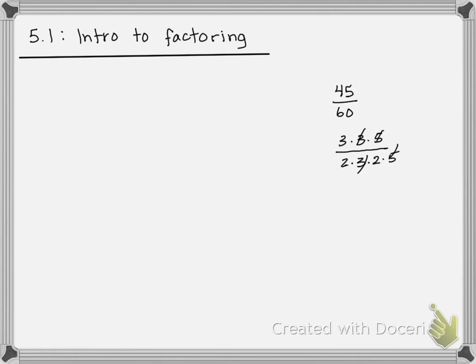But in this case, in order to simplify the fraction, it was useful to write 45 as 3 times 3 times 5. So the process of factoring the number 45 we used for a specific purpose. We used it to simplify a fraction. The same will be true when we factor polynomials. We have reasons to factor polynomials. But in general, our final answers when we're working with polynomials will be in simplified form.